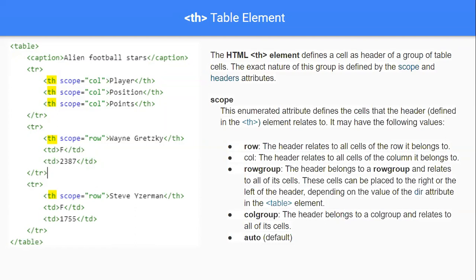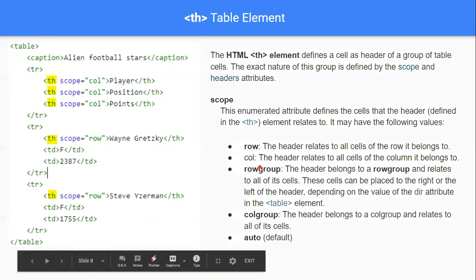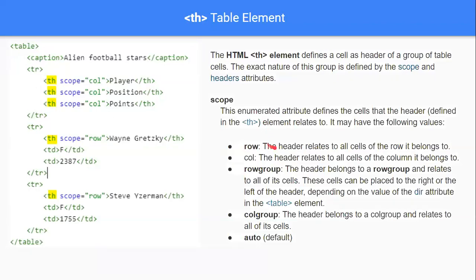So this attribute defines the cells that the header defined in the TH refers to. It can have the following values: row, column, row group, column group, or auto. It's a lot to read here, but the row means the header relates to all cells of the row it belongs to. The column means the header relates to all cells of the column it belongs to. So basically, these columns here are what this header belongs to, whereas this header belongs to the context of the row.